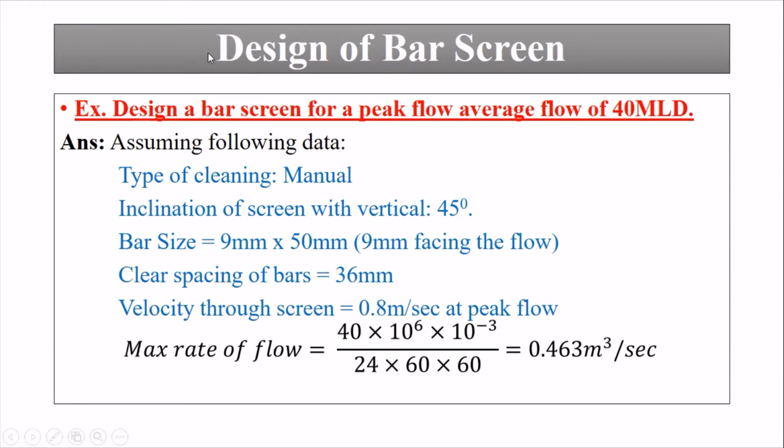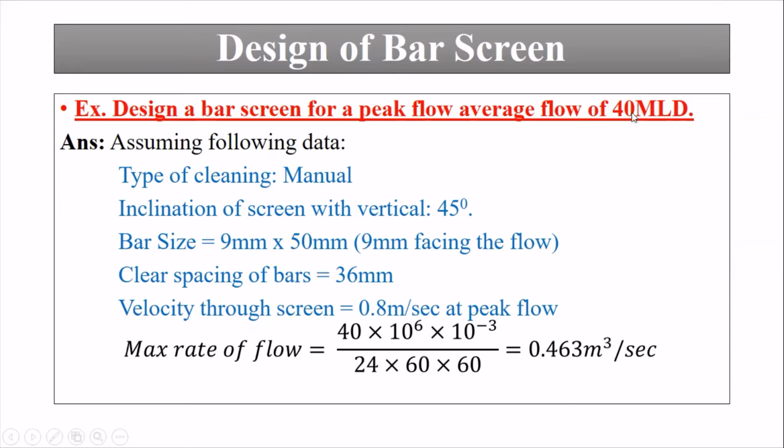To design a bar screen, your design criteria is: design a bar screen for a peak flow average of 40 MLD. You can assume the following data. The type of cleaning is manual, inclination of the screen with vertical is 45 degrees, bar size is 9 mm by 50 mm with 9 mm facing the flow, clear spacing of bars is 36 mm, and velocity through the screen is 0.8 meter per second at peak flow. First we find the maximum rate of flow, which is 40 MLD, million liters per day.